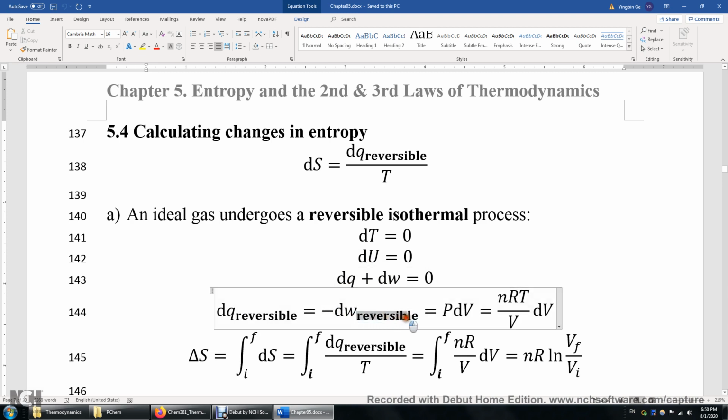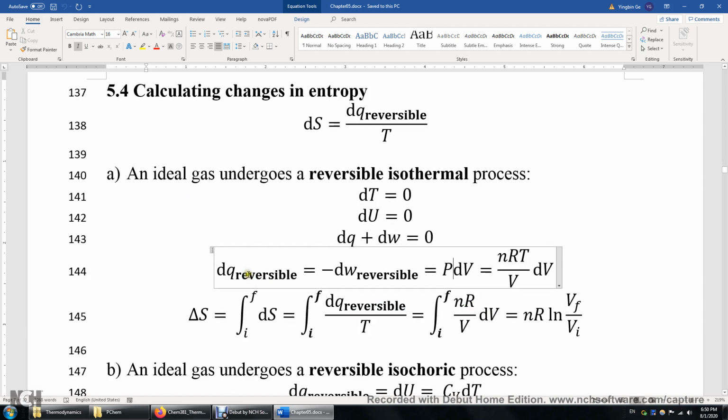Again, this is very important. When we are looking at a reversible process, P external equals P. dw is negative P external dV. Therefore, in a reversible process, dw reversible is negative P dV. We have one more negative sign here, so dq reversible is P dV. And then we can express the pressure as nRT over V for an ideal gas.